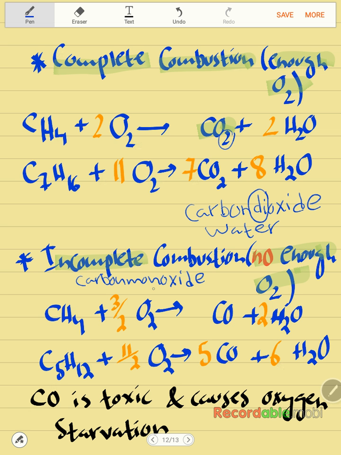So mono here means oxide, mono means there is only 1 oxygen atom, plus of course the water as well is given out. So let's see here some examples. I listed 2 examples for each. The first is the complete combustion where there's enough oxygen.